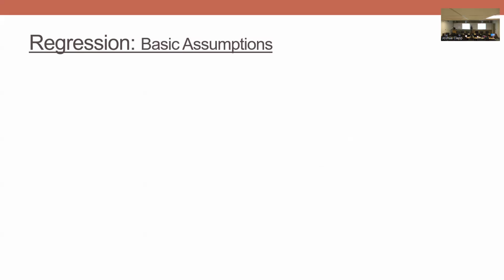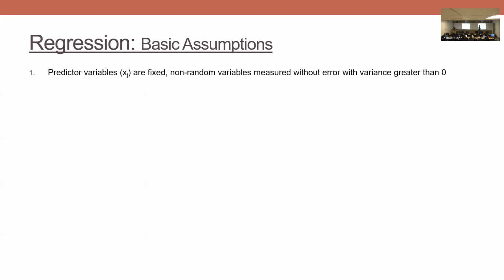So, basic assumptions of our regression models, okay? These are the things that we need to keep track of. First assumption is that our predictor variables, our x's, are fixed non-random variables measured without error with variance greater than 0. Okay, so there's a lot packed in here. One, we're saying that we're measuring fixed variables. Okay, we'll talk about what that means. We're measuring non-random variables, fixed non-random variables, measured without error. So we've measured them perfectly. There's no error in our measurement. With variance greater than 0, it means that we just don't have constants. Okay.